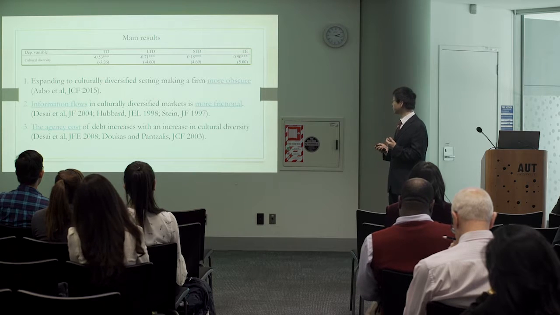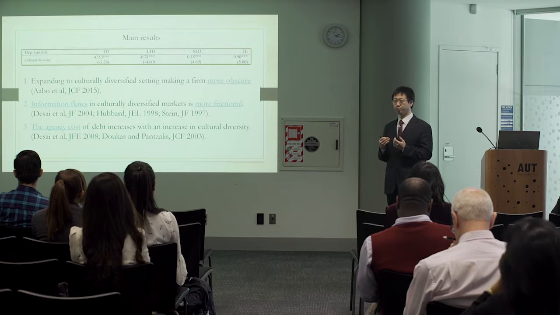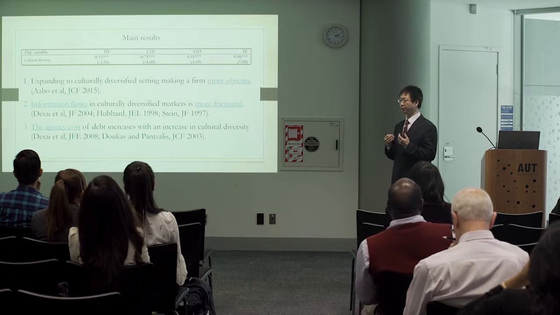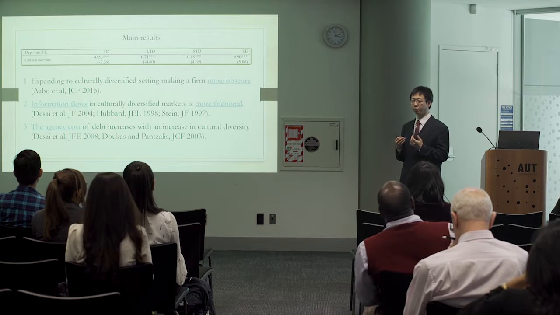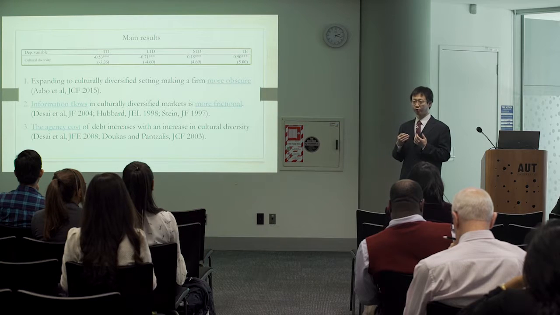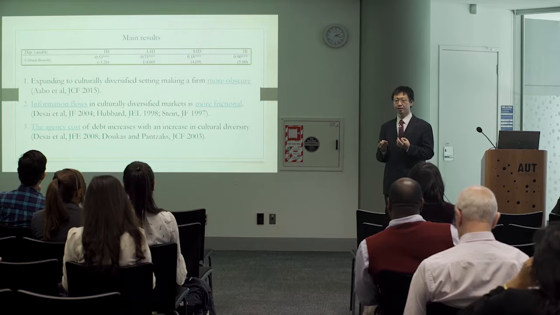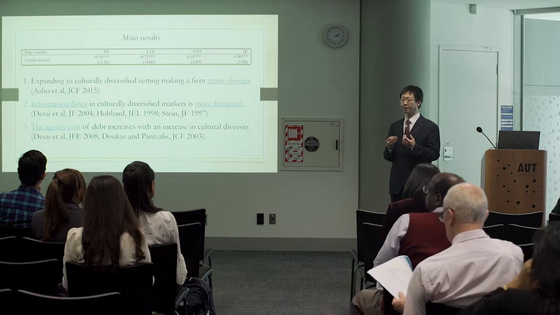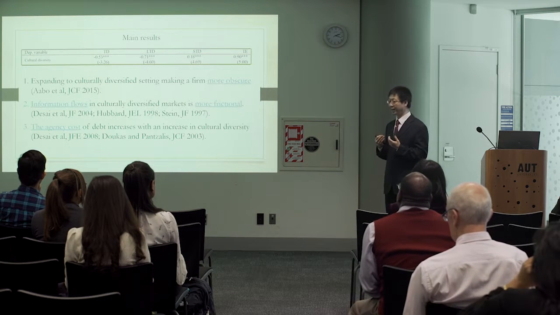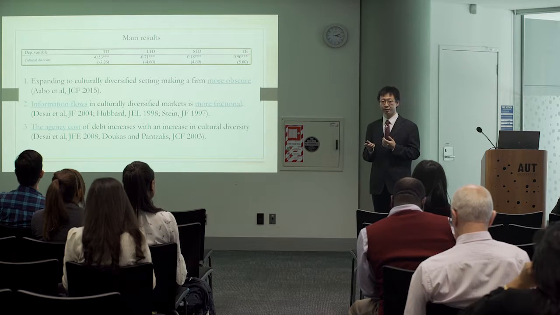The first one is culture diversity can increase the obscurity of the firm, which makes the firm more vague, not very clear to outside investors. In this case, if investors cannot reliably measure what is going on in the company, they are probably reluctant to give money to the company.